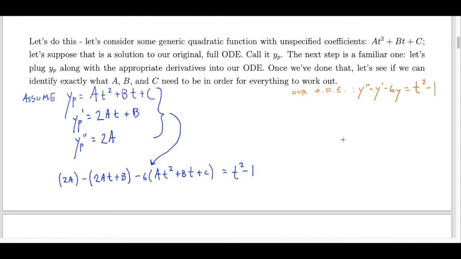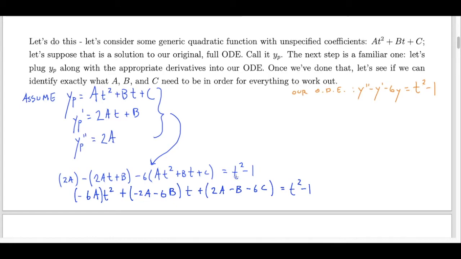Here I've calculated y prime and y double prime, and then I've plugged them into the left-hand side of our original ODE. Let me do some simplification, and there's a lot of different variables at play here, but initially I want to group variables based on the power of t. For example, this 2at, I want to group with this t term here. So let me go ahead and do the algebra to get rid of all of these parentheses and then group variables based on their power of t.